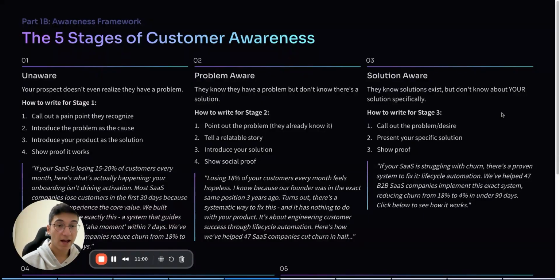So when writing ads for stage 3, you need to call out the problem and desire and you need to present your specific solution. You need to emphasize the second part here, because this is the main part in this stage. You need to emphasize your solution as the ultimate solution. You can maybe run some comparison ads between your competitors' products and your product, but you need to emphasize this second part. And again, you need to show proof.